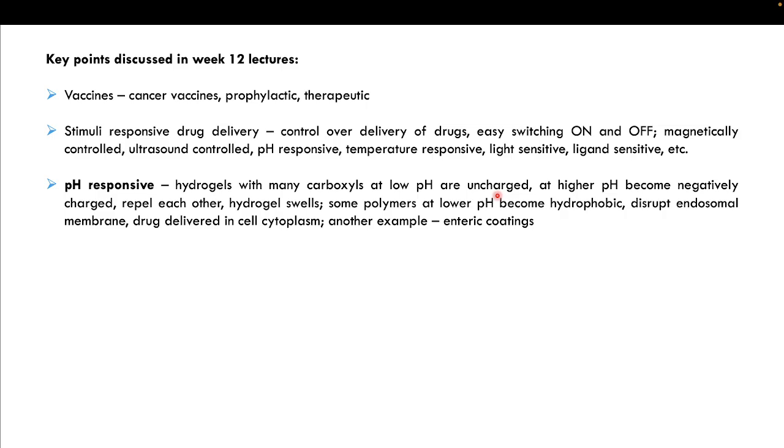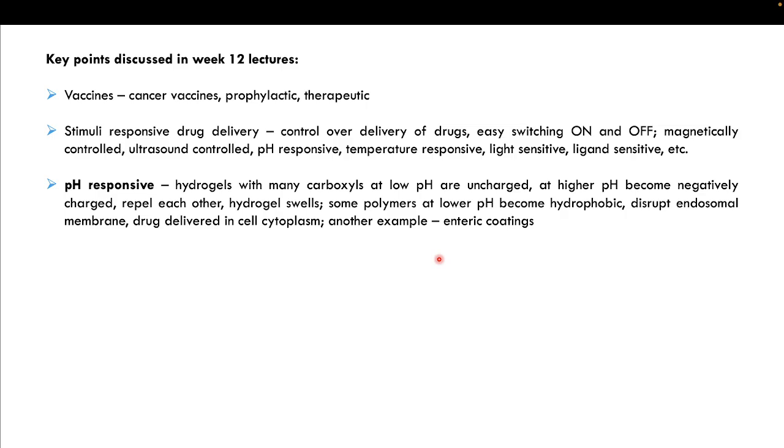Now, if you have two COO minus groups nearby each other, they will definitely repel because they are both negatively charged. So what happens? They repel each other. In that process, they start swelling, and now the pore size of the hydrogel increases. So your drug can now be easily released from this system. So this is another example of pH responsive hydrogels.